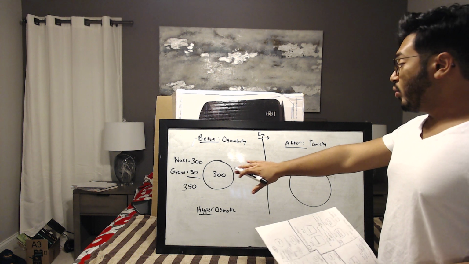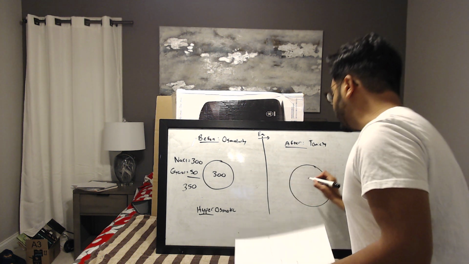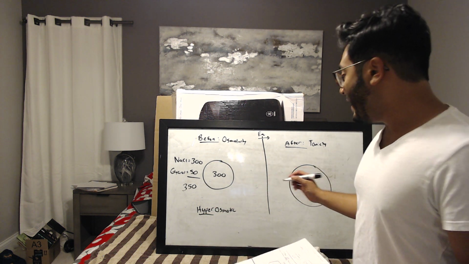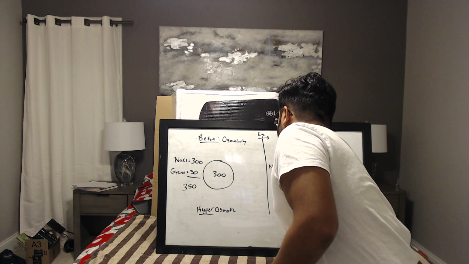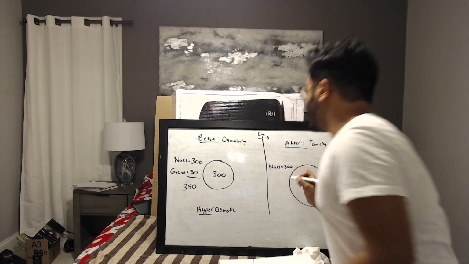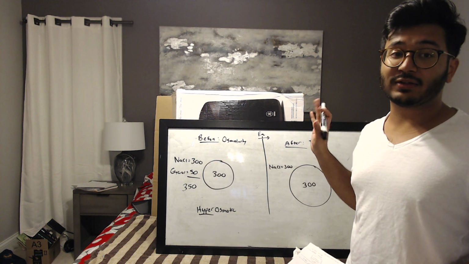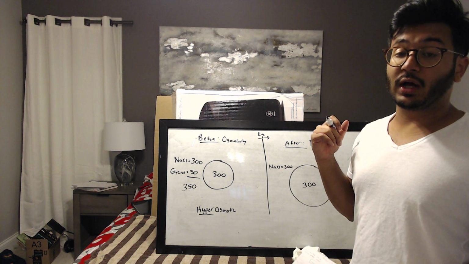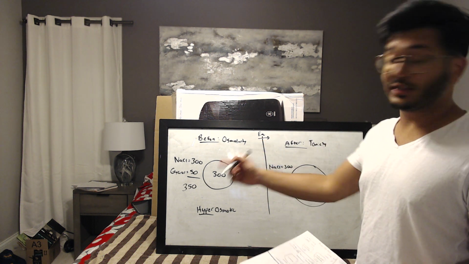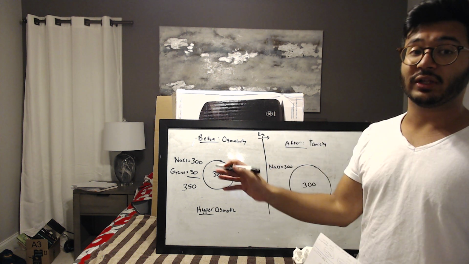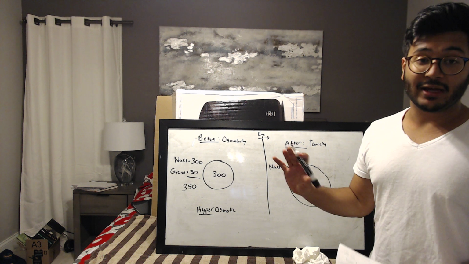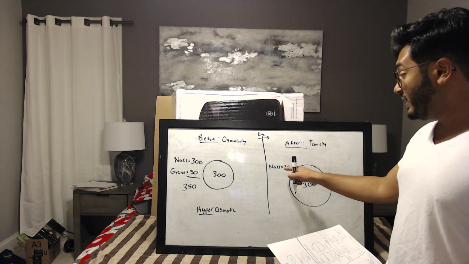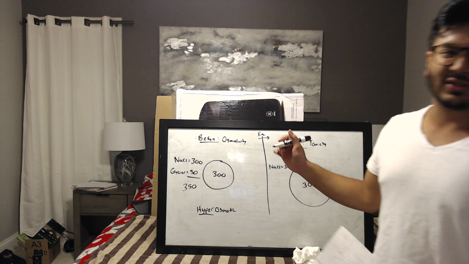However, after is going to be a different picture because basically now you have the inside of the cell, it's still 300, but then the outside of the cell is now going to have NaCl, which is going to be 300. We're saying that the reflection coefficient for NaCl is going to be 1, meaning that it's fully reflected, and we're going to say that the permeability coefficient for glycerol is going to be 1 as well, which means it's fully permeable.